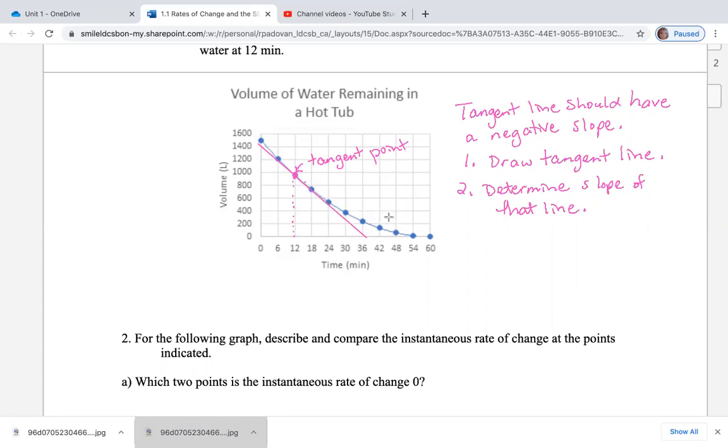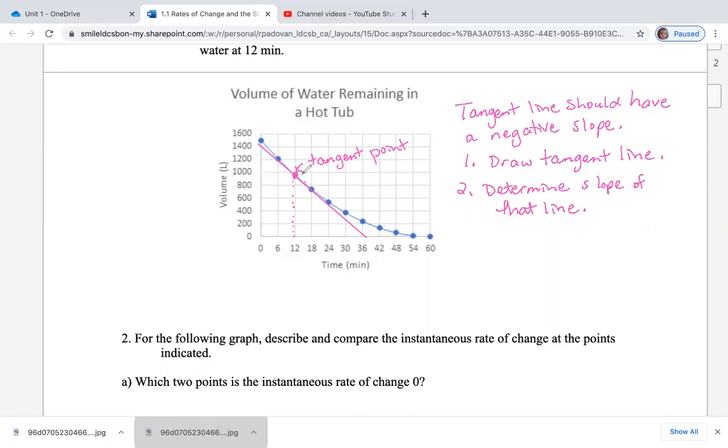And then what I'm determining is the slope of that line. So how do I get the slope of that line? I need to choose 2 points that are on that line, right? The one point that should be obvious to choose is the point that they're giving me, which is 12.